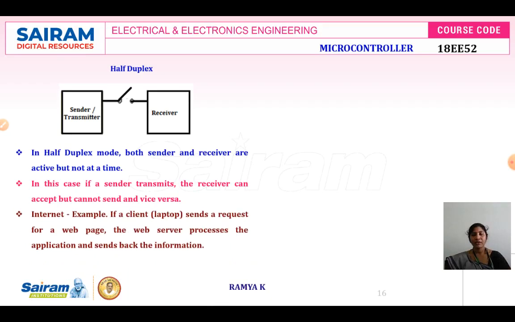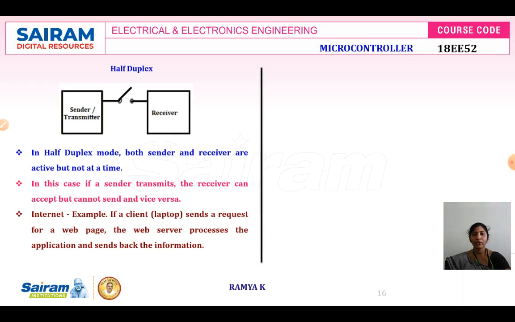The example we can use for half duplex is the internet. Suppose a client laptop is sending a request for a web page, then the web server will process the application and send back the information. In the meantime, the receiver should wait. So here you cannot communicate. If I want something, I will send the request to the server. The server will process it and then send back the information. That is why this happens in case of your half duplex.